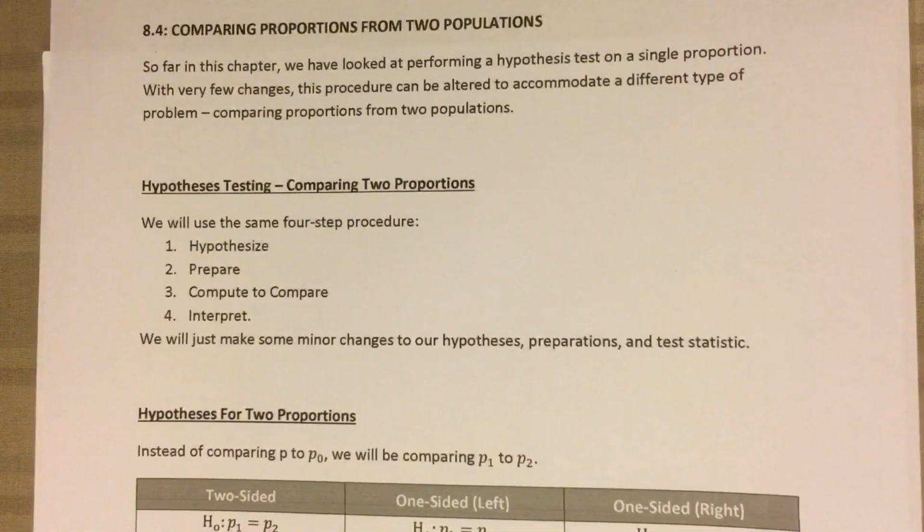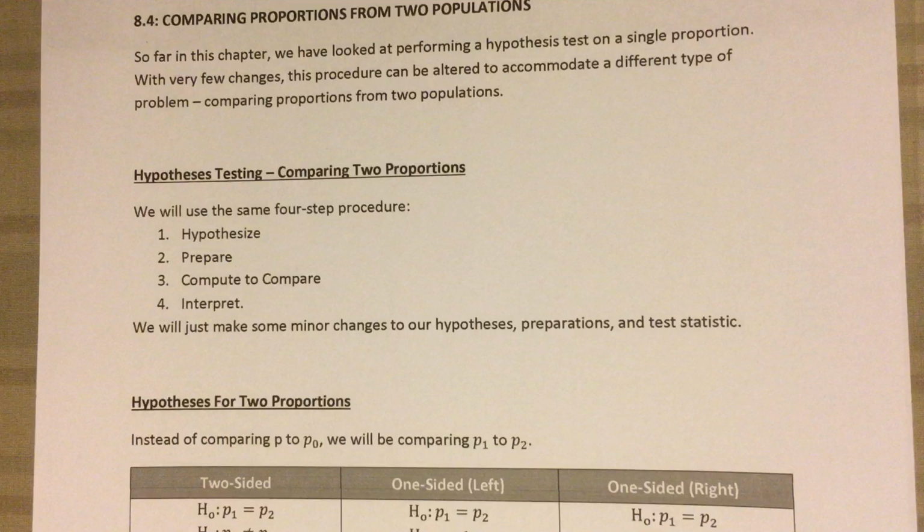As far as our steps go, our steps are still going to be the same. We're still going to use our same 4-step procedure: come up with a pair of hypotheses, prepare, so check our conditions, do our computations, and then interpret our results. We're just going to make some minor changes to our hypotheses, our preparations, and our test statistic.